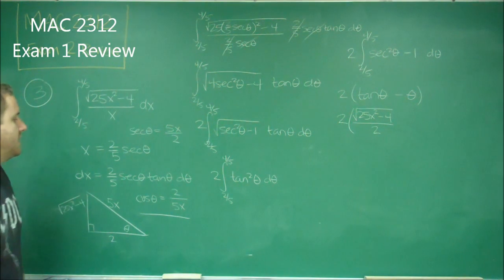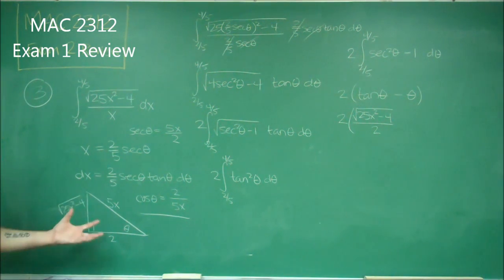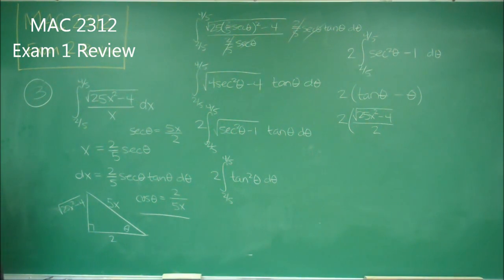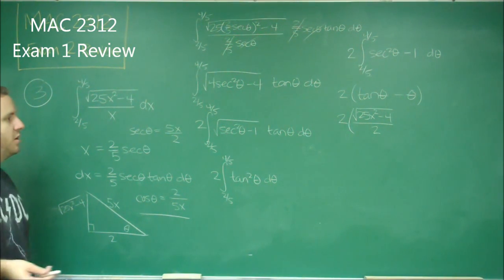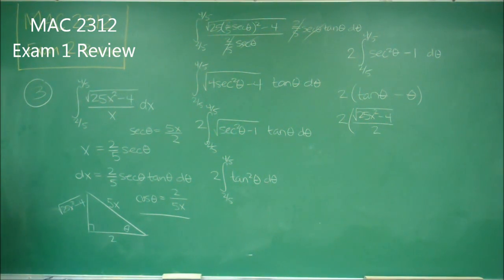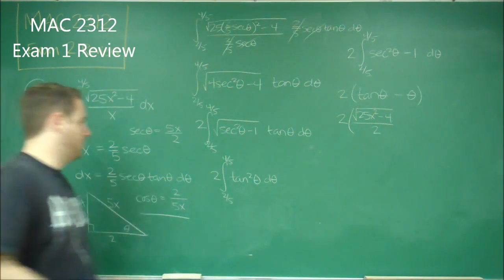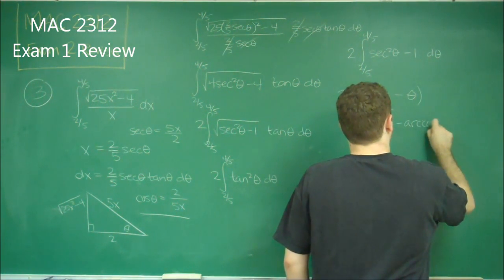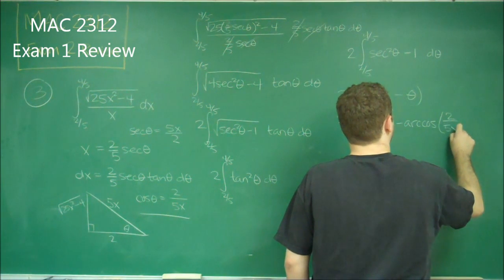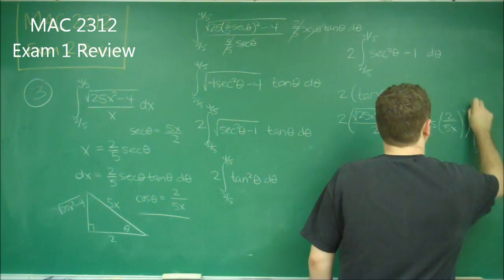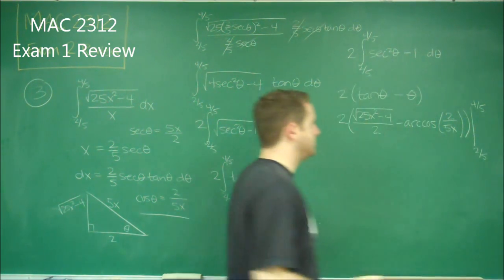Theta, on the other hand, is not going to be as simple because that is not something we can express as a trig function. We're just going to have to use one of our other types, an inverse trig function. And since we have it set up here already, we can just say it's arc cosine of 2 over 5x. And this is going from 2/5 to 4/5.